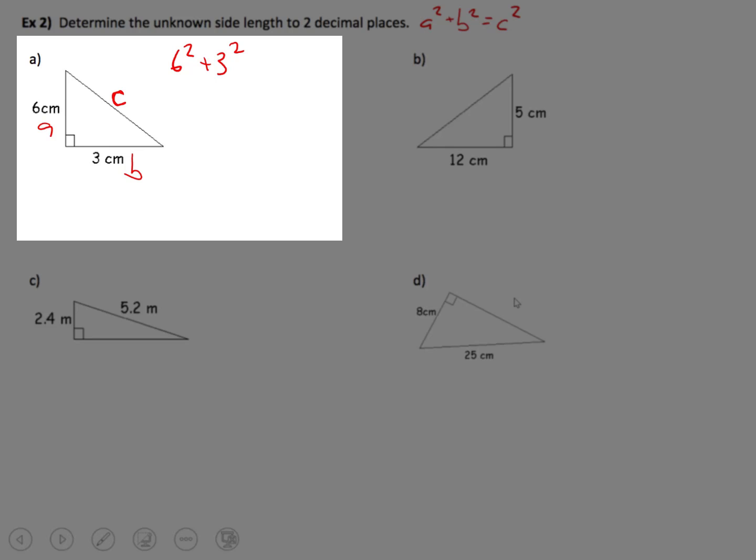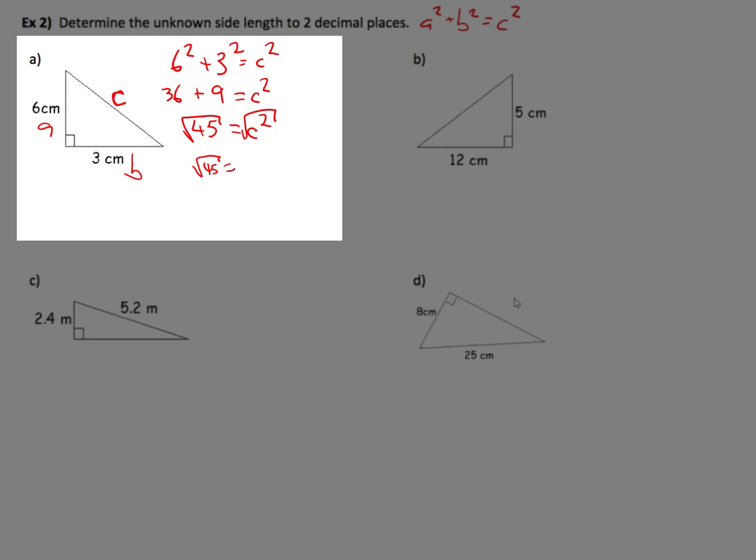Plus 3 squared is equal to C squared. Now we just need to solve for C. Well, 6 squared is just 36. 3 squared is just 9. And it's still C squared. We can't get rid of the C squared yet. 36 plus 9 is just 45 equals C squared. And to get rid of the squared, we just take the square root of both sides. So if we take the square root of both sides, what happens is the C squared cancels out. So square root of 45. I'm not plugging it into my calculator yet.